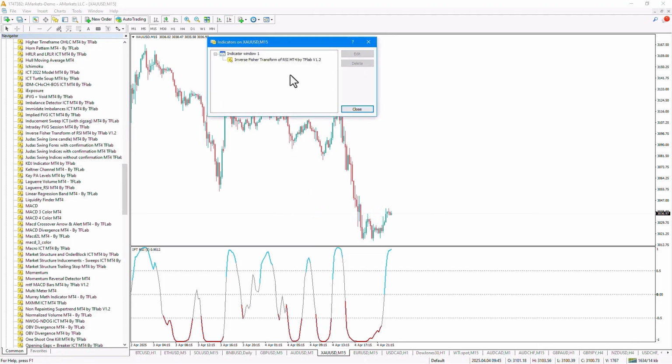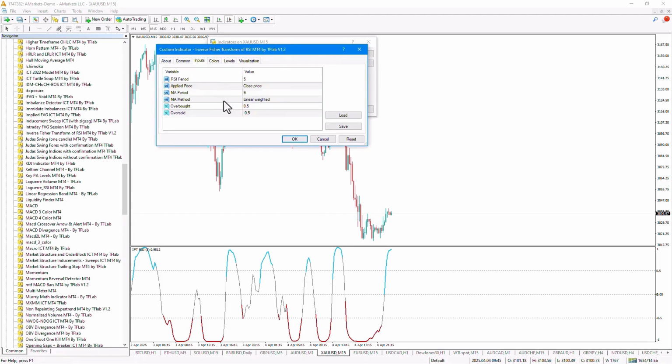In the Settings section, under Inputs, there are options available for us. In the first part, we can change the RSI value, which is set to 5 by default, and the Fisher inverse performs its calculations based on these values. In the next section, we can determine the type of RSI calculation, which is set to the closing price by default. We can set it to the opening price, the highest price, the lowest price, and other options in this section.